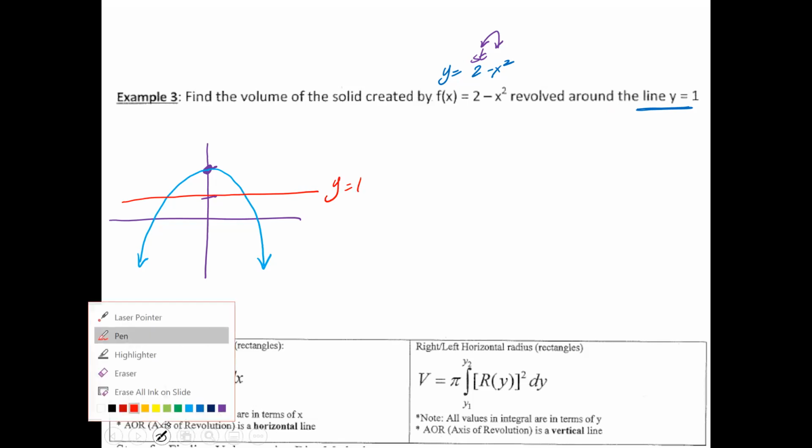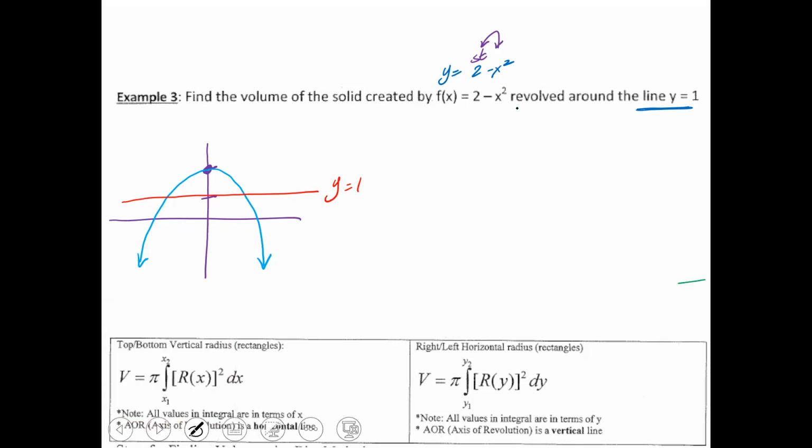And so as I'm looking at this, because it's revolving around y equals 1, y equals 1 is a horizontal axis of revolution. And basically, you're going to be revolving around here. So you're going to be creating a bunch of disks around this horizontal line. So my axis is going to be a horizontal line, so I'm going to be using this equation right here.